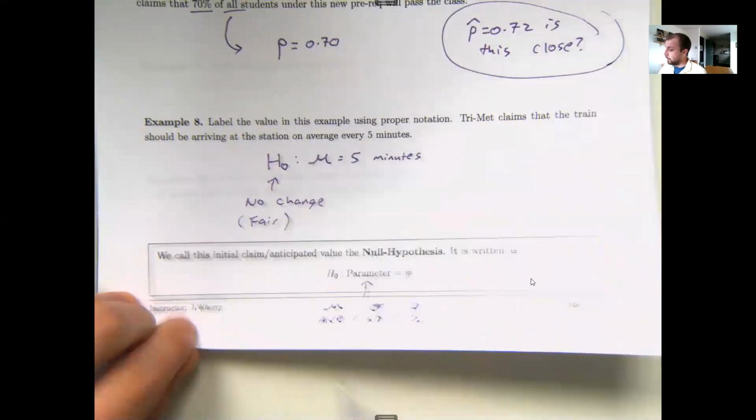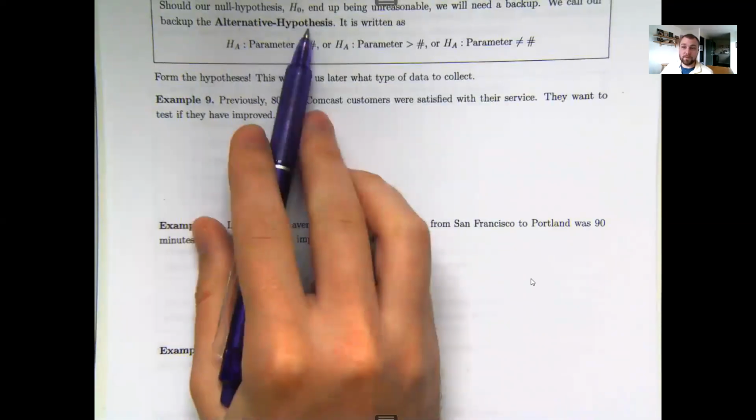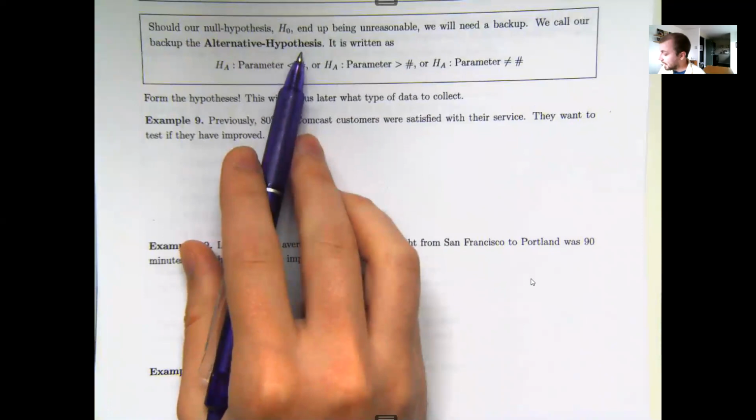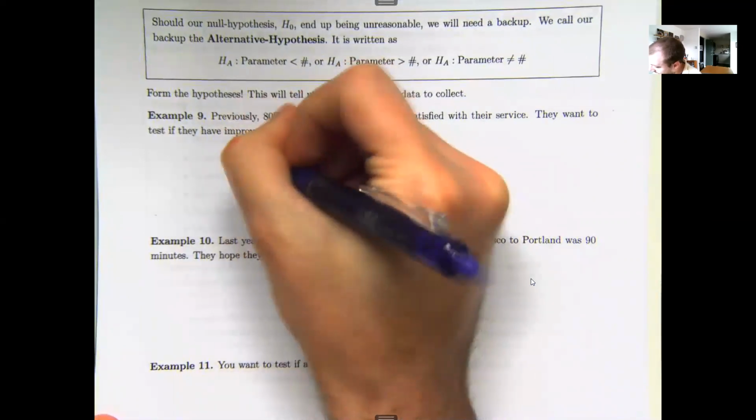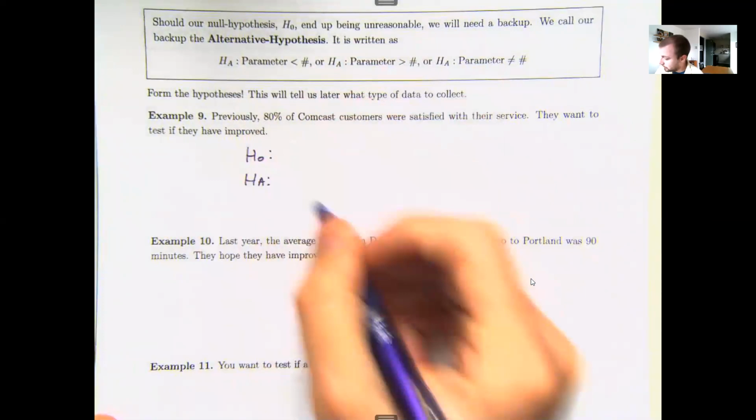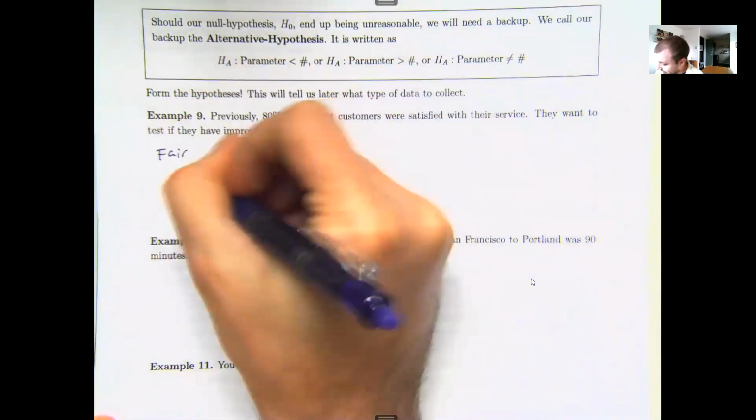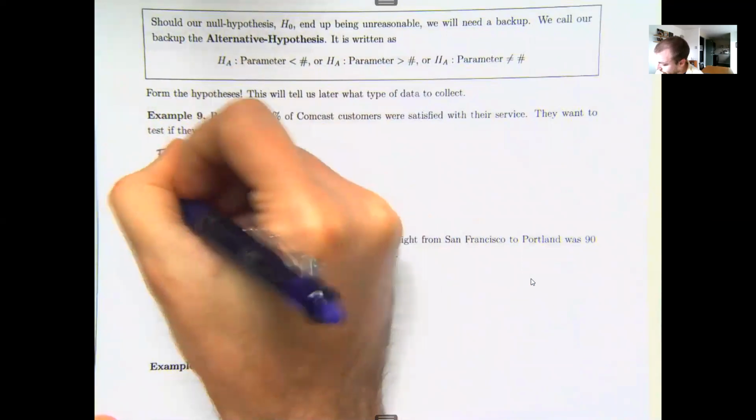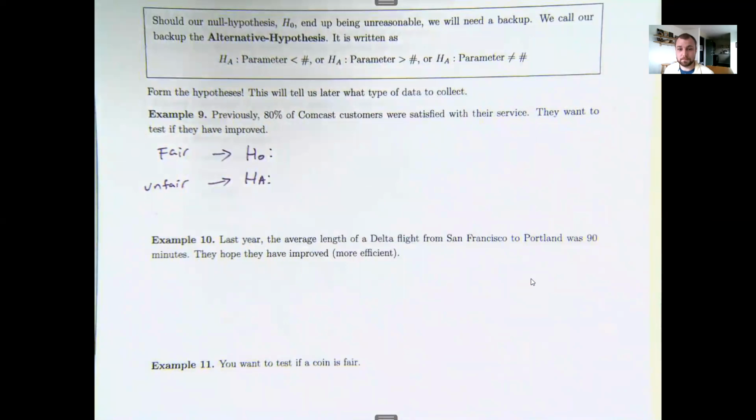So in addition to the null hypothesis, I have something called an alternative hypothesis as a backup if the null ends up being unreasonable. These are a package deal. So what I typically have is a null hypothesis where I'm establishing what it looks like if it's fair, and I have an alternative hypothesis telling me what it looks like if it's unfair.